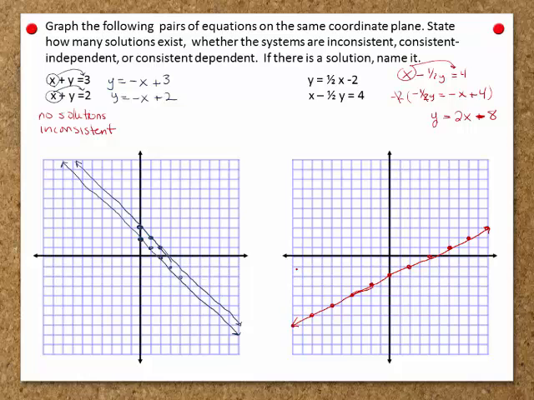Okay, for my second line, I start at -8. And my slope is +2, which is the same as 2 over 1. So I'm going to go up 2 over 1. Okay, so I'm going to graph this line.